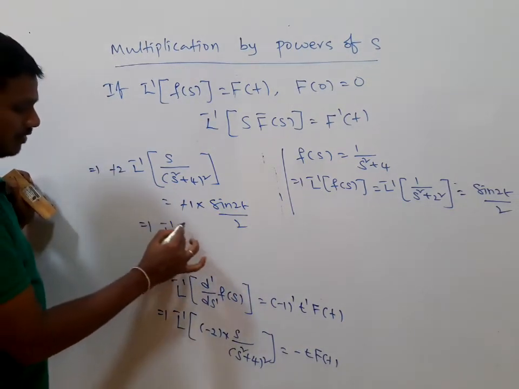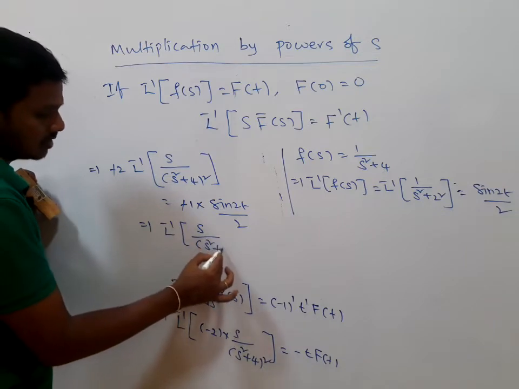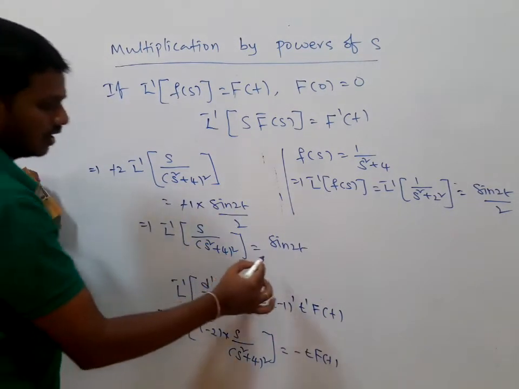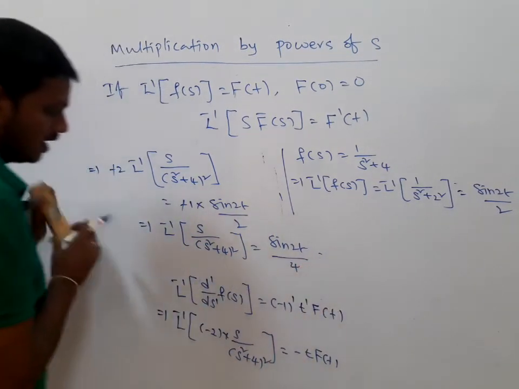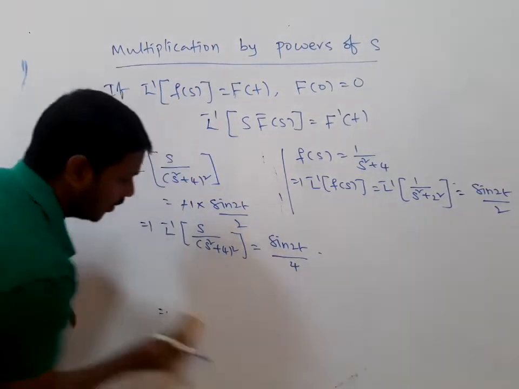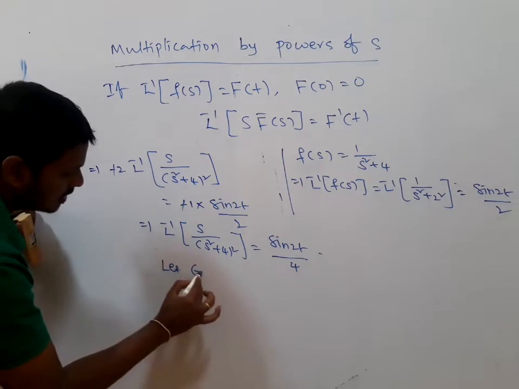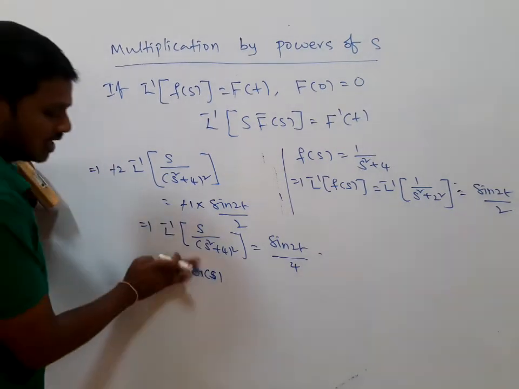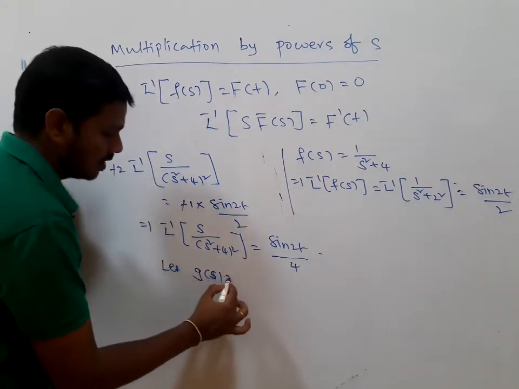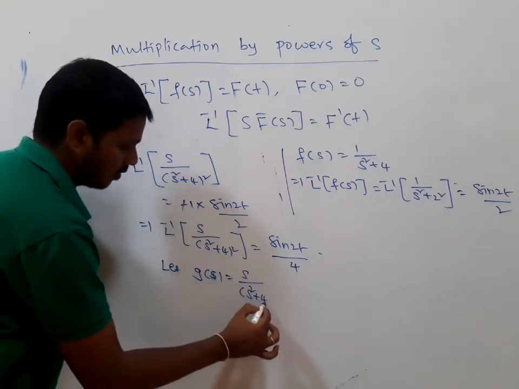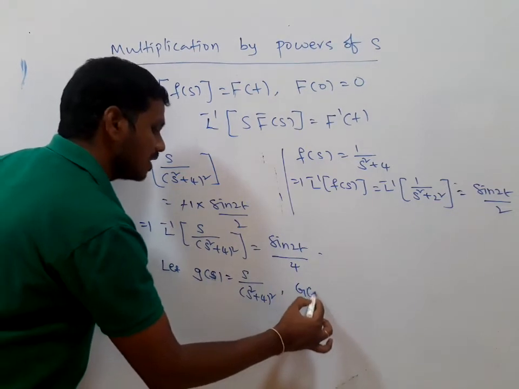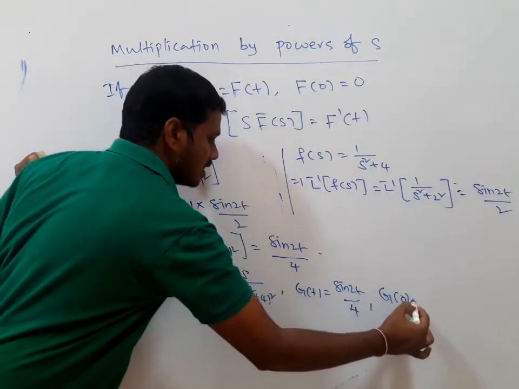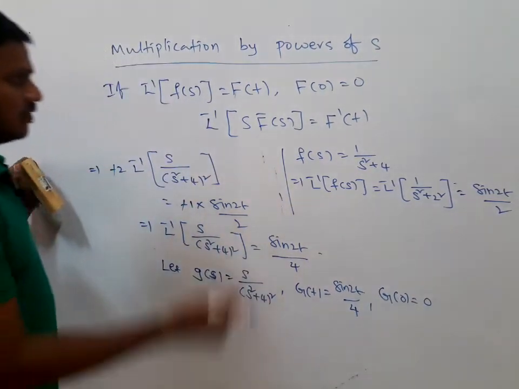That implies L inverse of s divided by (s square plus 4) whole square is equal to sin 2t divided by 4, taking the 2 to the right side. Yes, this is the statement we have. Now let g of s be s divided by (s square plus 4) whole square, and g of t is equal to sin 2t divided by 4, and g of 0 is sin 2 into 0, which is 0. So we can apply this statement here.